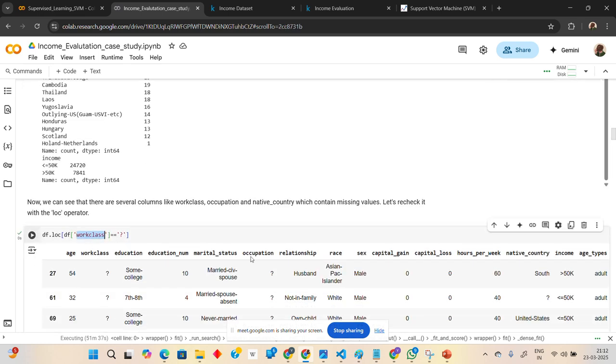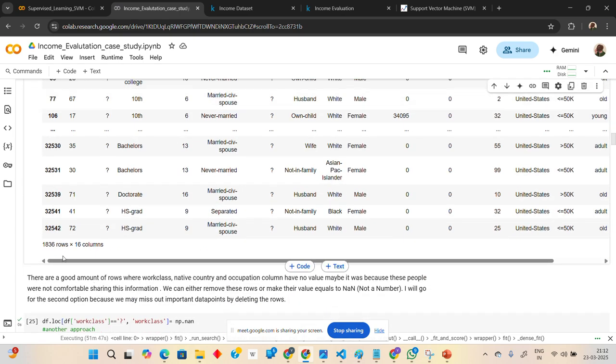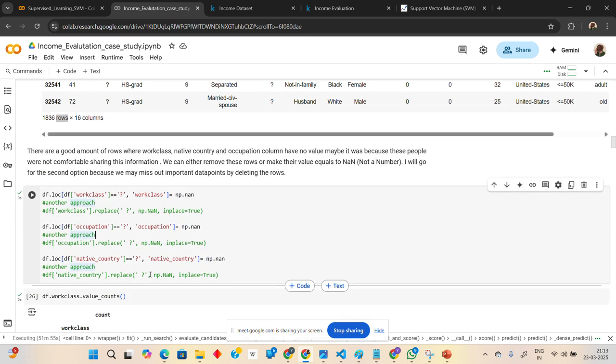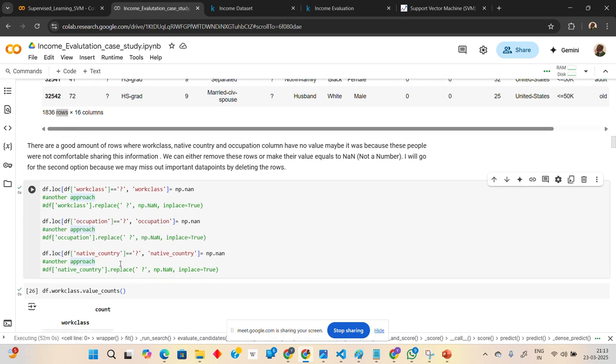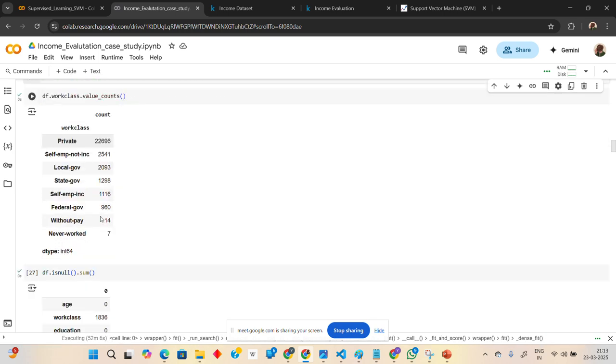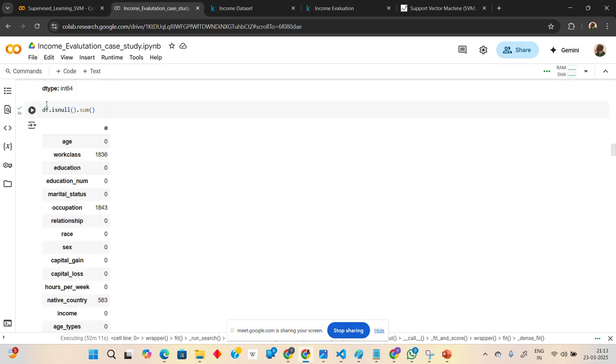Then I'm finding out in work class where exactly the question mark is. If my column is equal to work class and value is equal to question mark, these many values are there, 1836. Then I'm treating all of them as null values. Similarly, occupation I identified, so treating them as null values. And native country also I found, so treating them as null values. Okay, got it? After that, if I see the value_counts, these are the things. And after converting them to null values, these are the actual null values.